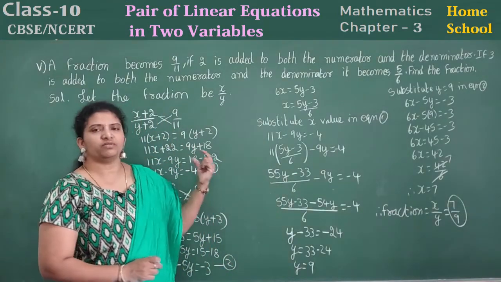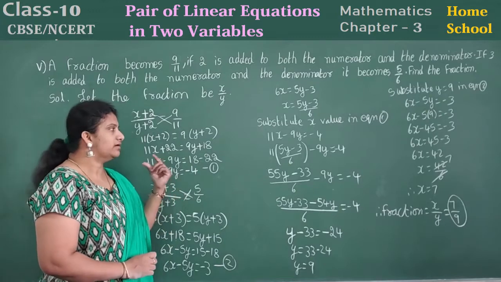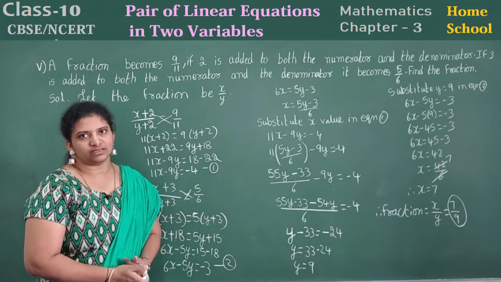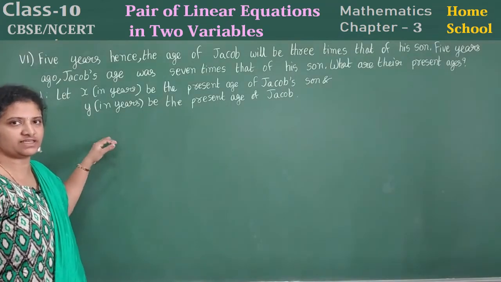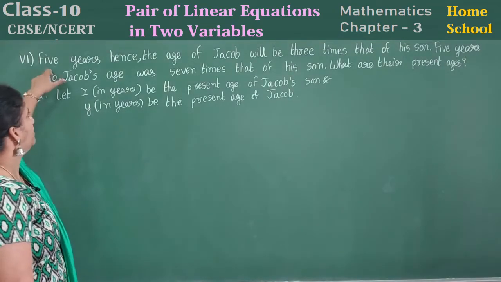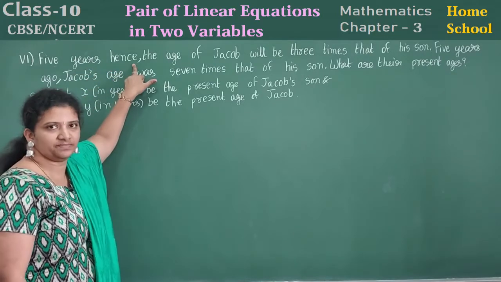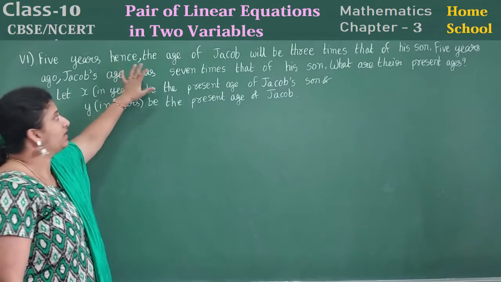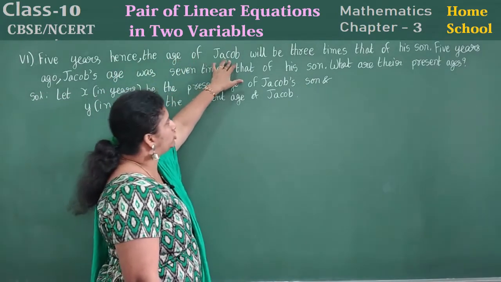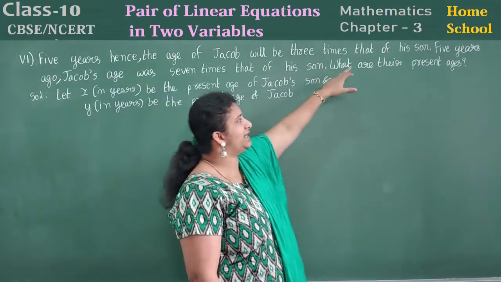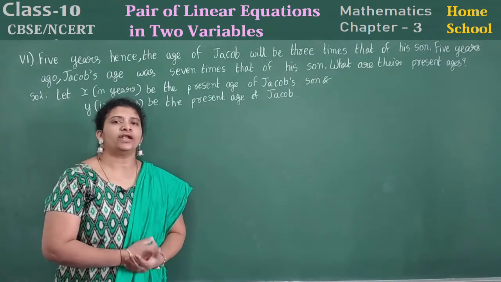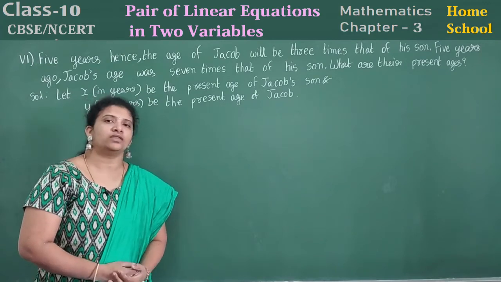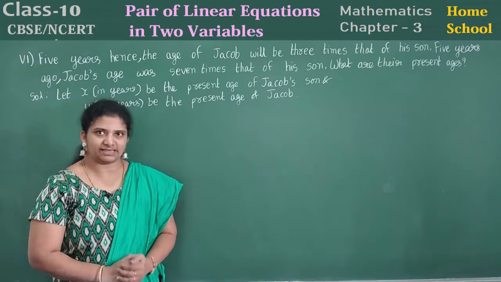Okay, this problem is not so easy, children. Listen to the problem carefully and then try to do it without seeing. See the last problem of this exercise, that is your 6th sub question. 5 years hence. How many years? 5 years hence, the age of Jacob will be 3 times that of his son. What are we talking about in this problem? We are talking about 2 persons. Who are those? Jacob and his son.